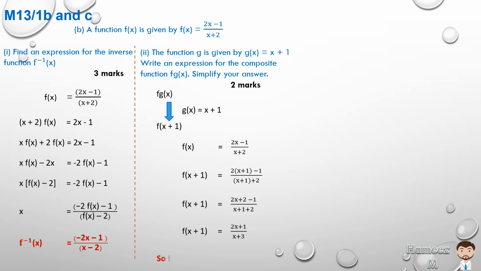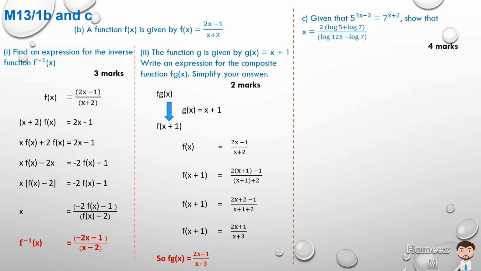As such, the composite function fg of x is equal to 2x plus 1 all over x plus 3. Part C. Given that 5 to the power 3x minus 2 is equal to 7 to the power x plus 2, show that x is equal to 2 log 5 plus log 7 all over log 125 minus log 7. So we can see this falls under the topic of Surds, indices, and logarithms. And we have our question as indices up on top.